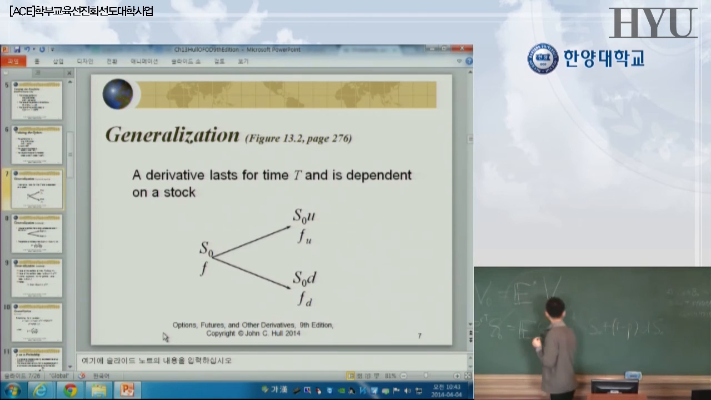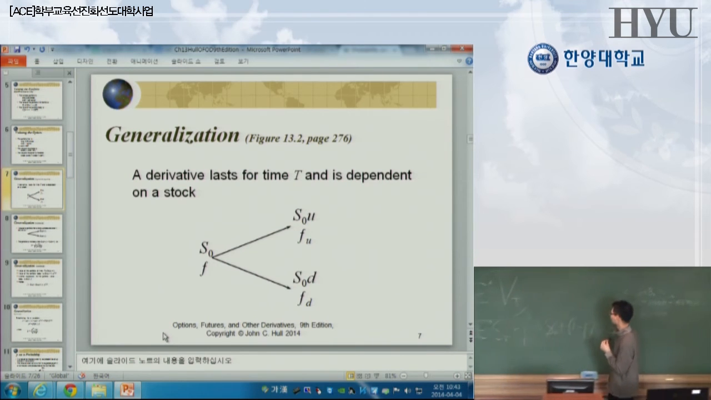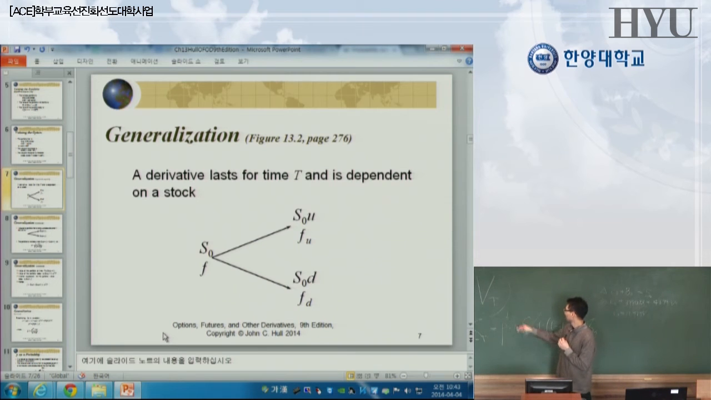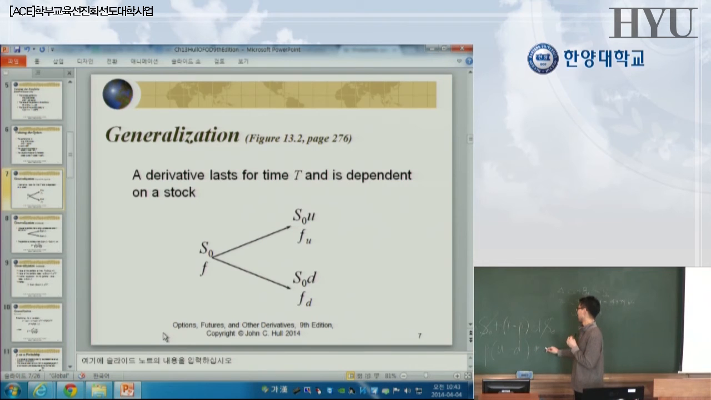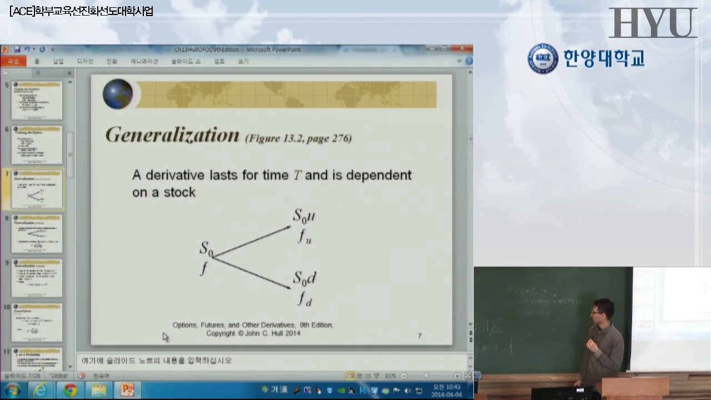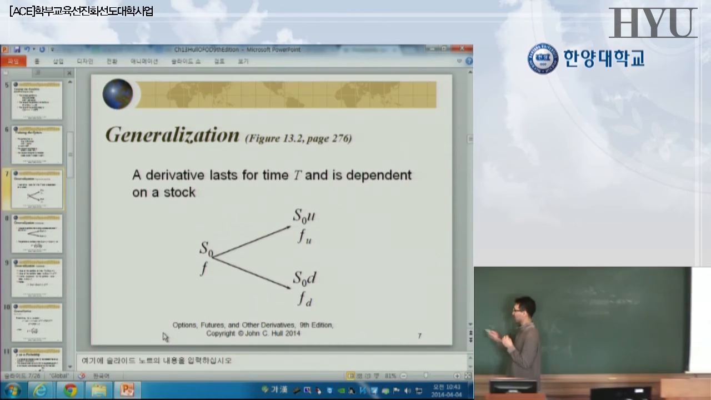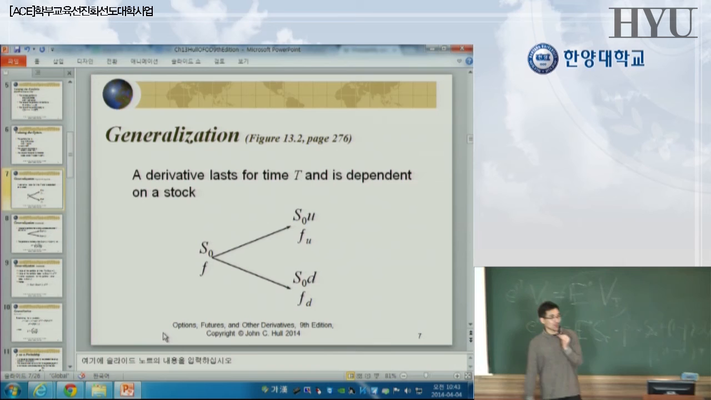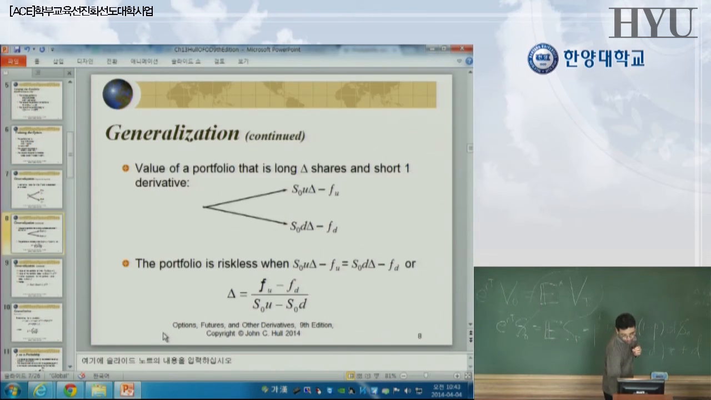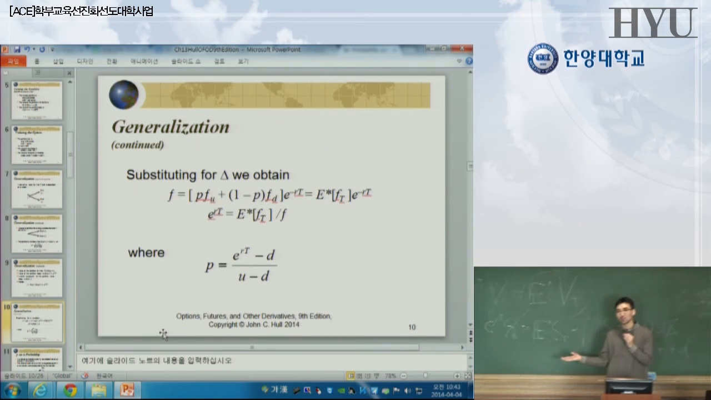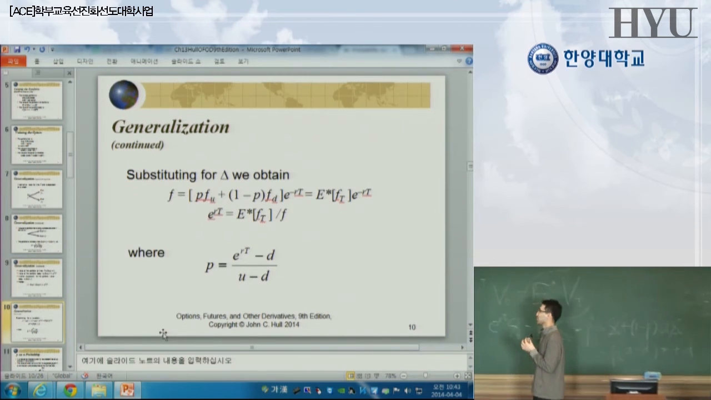Okay? S0 cancels out, and this is P times U minus D, plus D, right? Therefore, we subtract D from each side and divide each side by U minus D. This one becomes exactly the same as this one, this P, right? So this is very convenient, right?